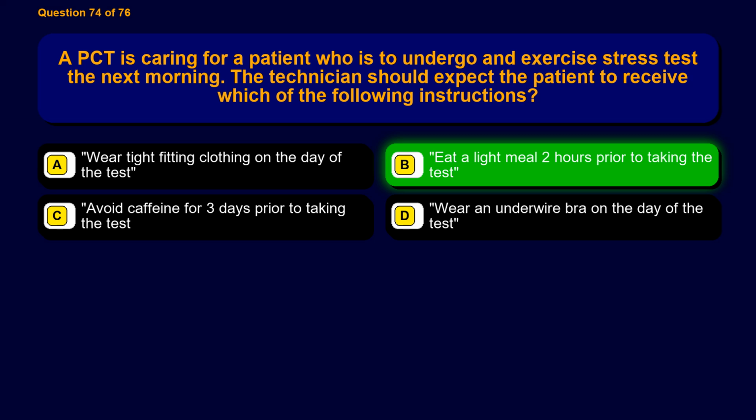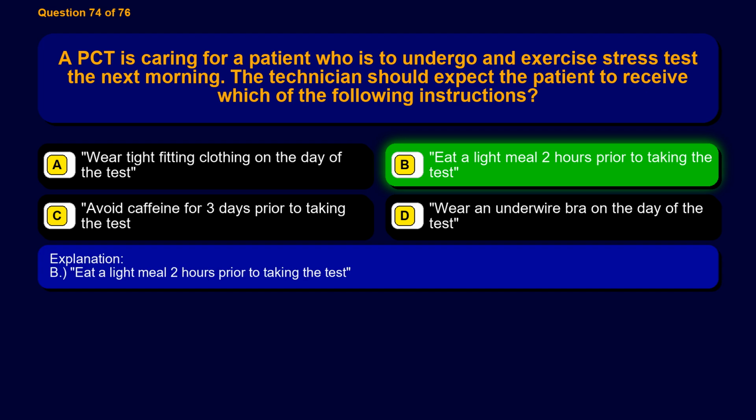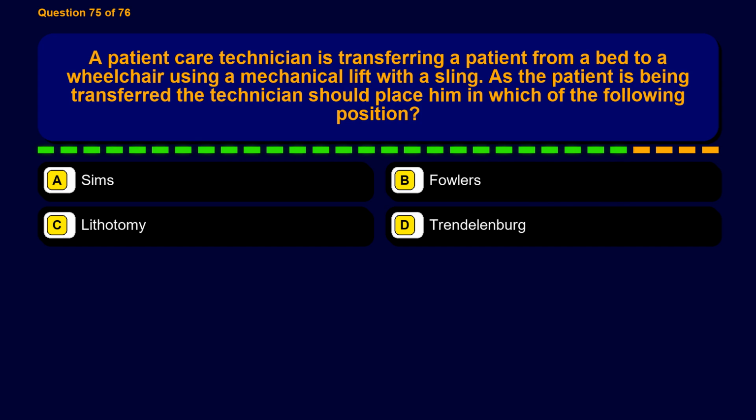The correct answer is option B, eat a light meal 2 hours prior to taking the test. Question 75. A patient care technician is transferring a patient from a bed to a wheelchair using a mechanical lift with a sling. As the patient is being transferred, the technician should place him in which of the following positions? Option A, Sims. Option B, Fowler's. Option C, lithotomy. Option D, Trendelenburg.